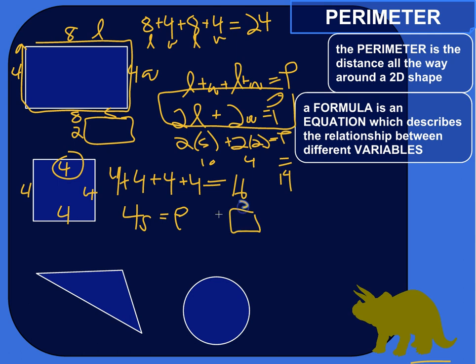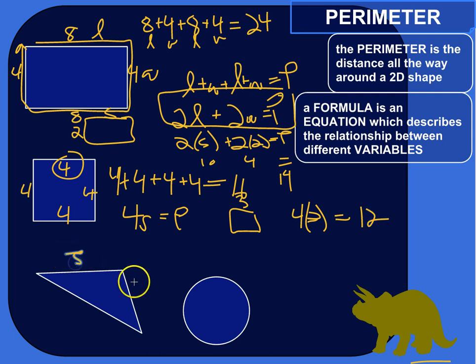So I could say I've got a square here. Let's say it's got a side length of 3. Well, I know a square has all the same side lengths, so if I wanted to figure out the perimeter, I could just say 4 times 3 now, because the side length is 3. 4 times s, s is 3, is equal to the perimeter, so that's 12. Boom, simple.